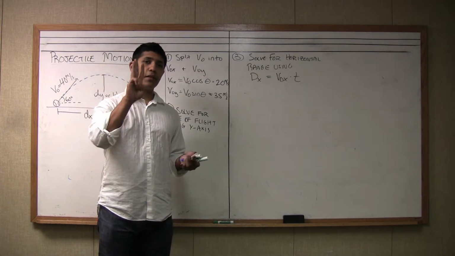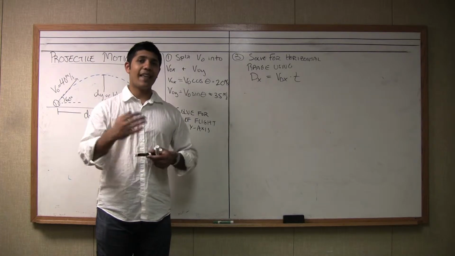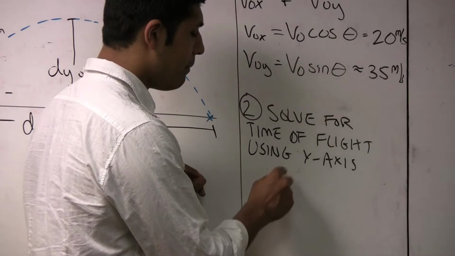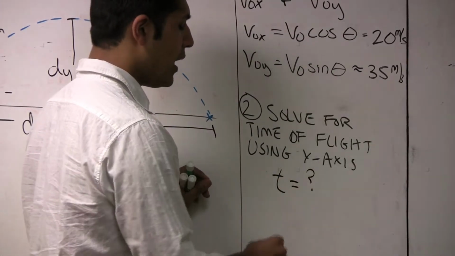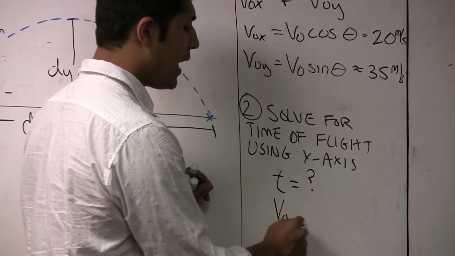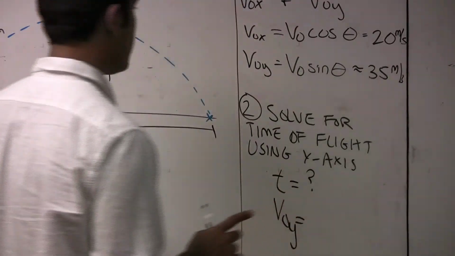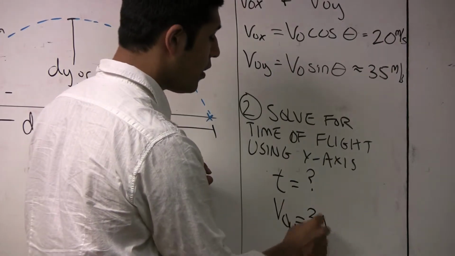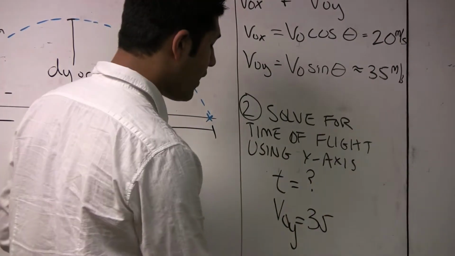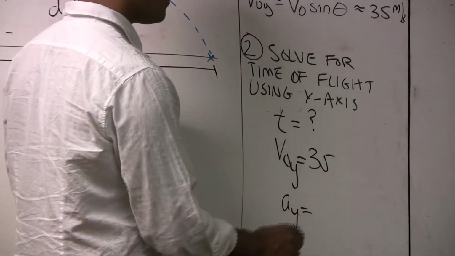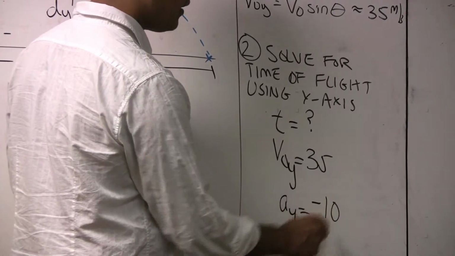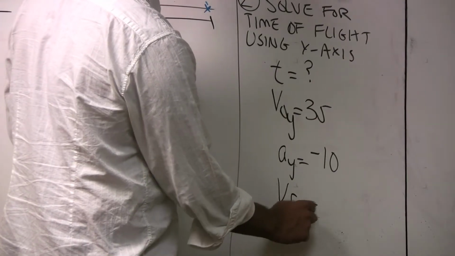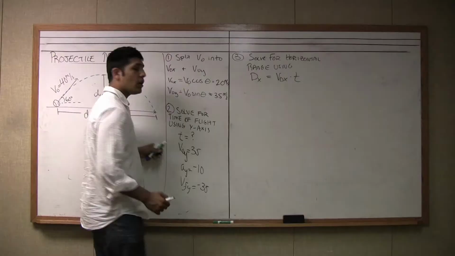So I'm going to use the same technique. I want to identify 3 variables in the y-axis, and that will allow me to solve for my unknown. My unknown is going to be time, so time is my question mark. I know my initial velocity in the y direction only is equal to 35. I know my acceleration in the y direction is -10. And I know that my final velocity in the y direction is going to be -35 when the object comes back down.